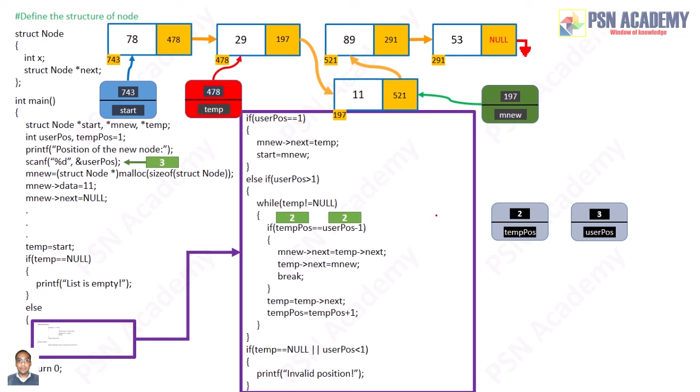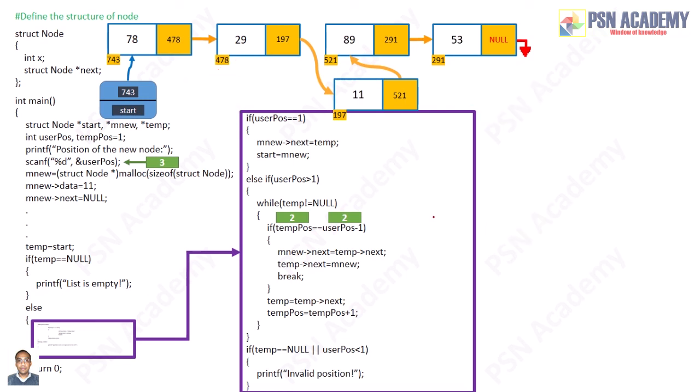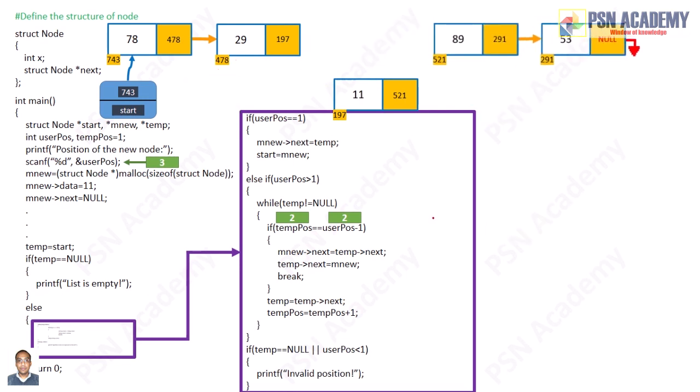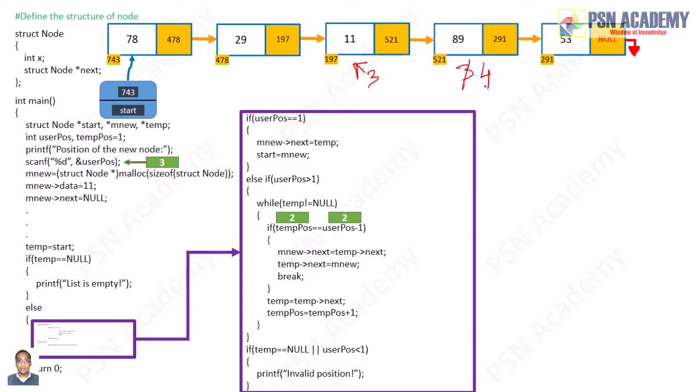So we clean up and we will conceptually visualize what is the final look of the linked list, and it will look something like this. Now the new node has been inserted in the 3rd position. So this one was at 3rd position, now it is at 4th position, and this one was at 4th position, now it is at 5th position.